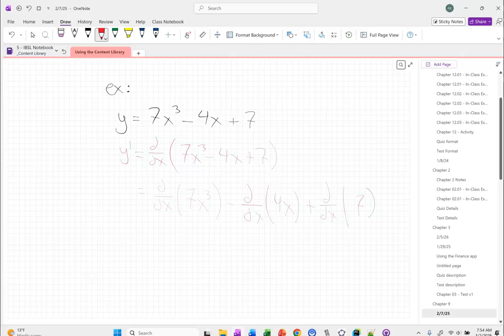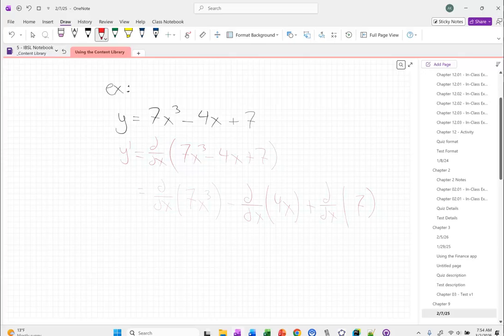Now, additionally, I see that inside the first derivative and the second derivative that I've written up there, I have multiplication going on. Do you see where the multiplication is? It's happening between the 7 and the x cubed, and then the 4 and the x. Now, I don't have a rule to deal with the product, like how to do the derivative of a product. There is one. You're not going to learn it. The IB doesn't expect you to use it. I'm not going to teach it to you.